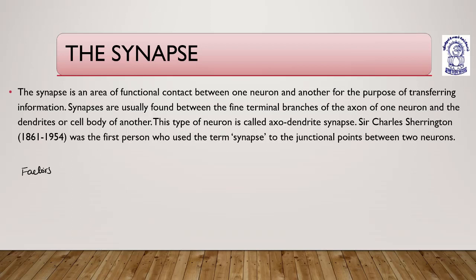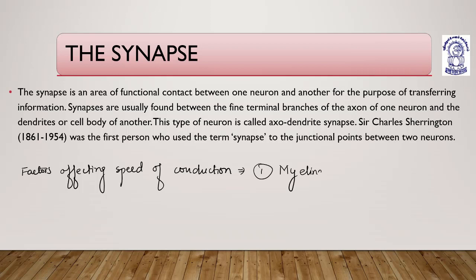affecting the speed of nerve conduction? First, the presence of the myelin sheath. Second, large diameter. The more the diameter, the more the conduction. When we talk about the giant squid, it has the largest diameter neuron.